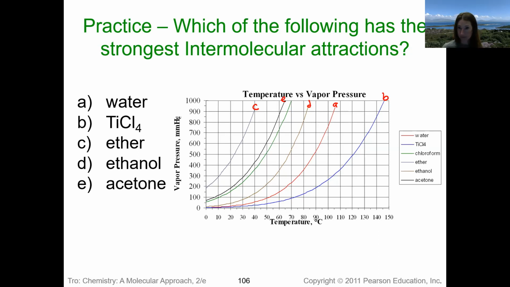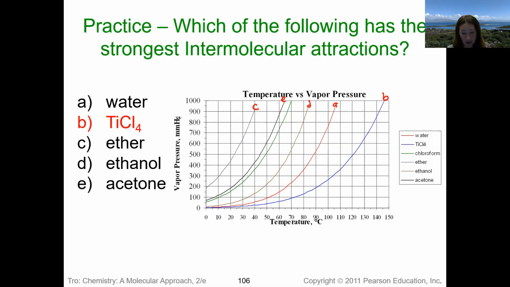Which one has the strongest intermolecular forces here? What do you think? Strongest intermolecular forces. I'm seeing a few. I'm waiting for more. Yeah, you're right. B, strongest intermolecular forces, right?